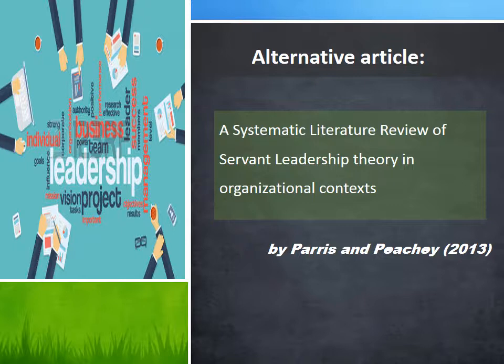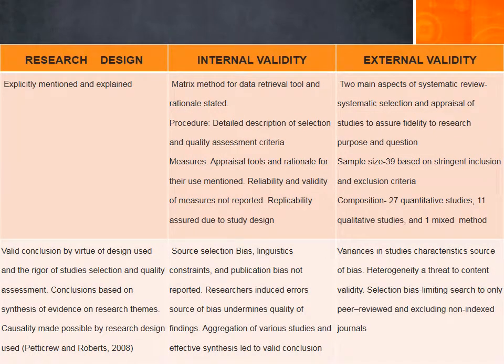With respect to external validity, 2 of the main aspects of systematic reviews are the systematic selection and appraisal of studies. Study selection is very extensive and rigorous because studies selected should relate to the research problem. A rigorous inclusion and exclusion selection criteria yielded 39 studies out of 381 articles initially searched. Sample composition comprised 27 quantitative studies and 11 qualitative studies and 1 mixed method. See Table 1, page 382.